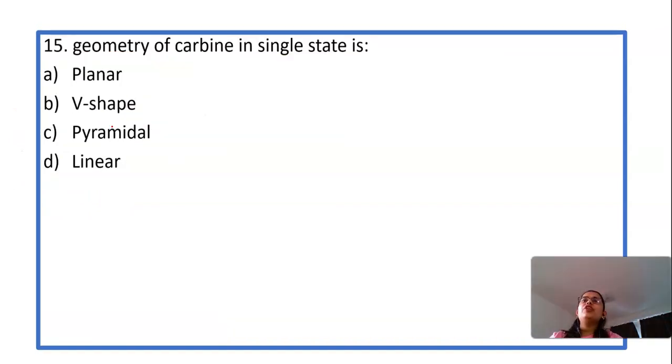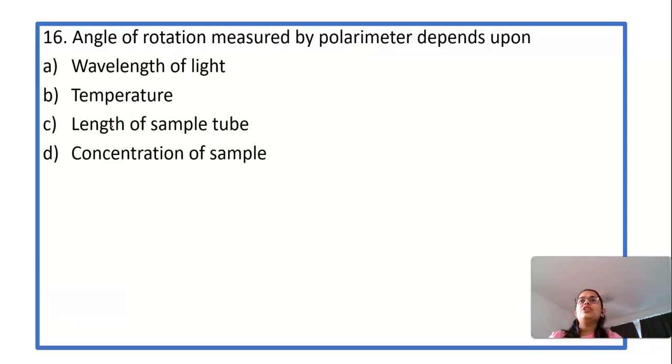Question number 15, geometry of carbene in singlet state, which is very important. Yes, that is a V shape. That is the V shape geometry.